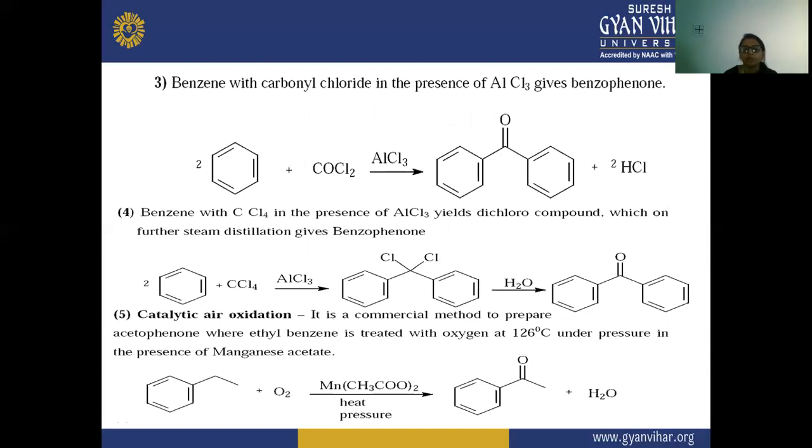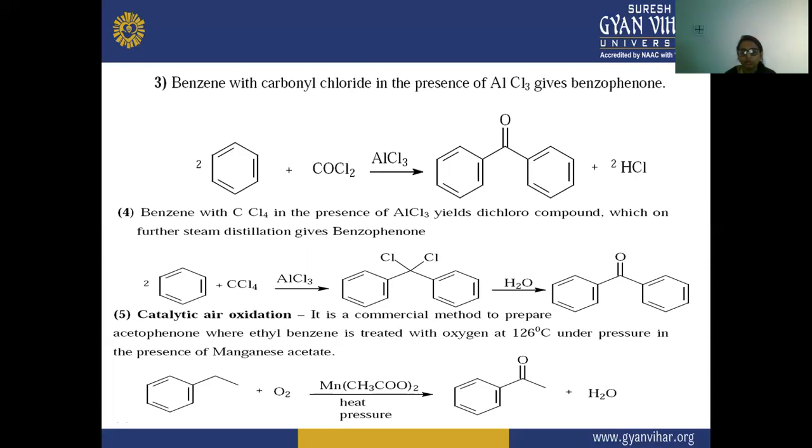Next is benzene with a carbonyl compound in the presence of AlCl3 gives benzophenone. So here we have taken two molecules of benzene, and these two molecules of benzene are reacting with this carbonyl chloride in the presence of your aluminium chloride, and it is giving us benzophenone, plus 2HCl is formed here. And benzene with carbon tetrachloride in the presence of aluminium chloride yields a dichloro compound, which on further steam distillation gives benzophenone.